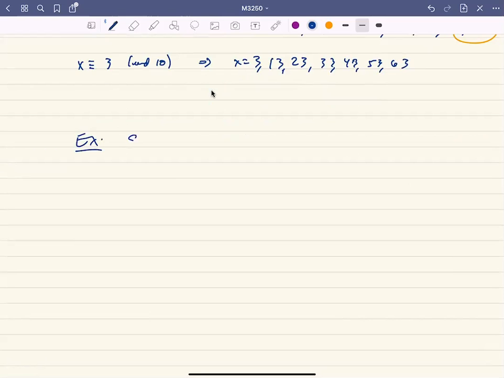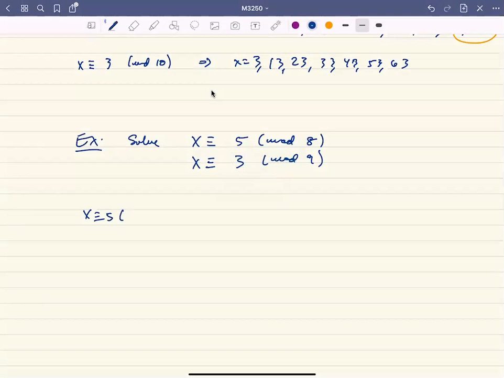Let's say I want to solve x is congruent to 5 mod 8 and x is congruent to 3 mod 9. Here, whatever you want to do is fine. If you want to start with one over the other, it's not a big deal. Let's start with 5 mod 8. If x is congruent to 5 mod 8, that implies that x is 5, 13, 21, 29, 37, 46. By the way, 8 times 9 is 72, so we're going to go from 0 to 71 in this case, and we're just adding 8 each time.